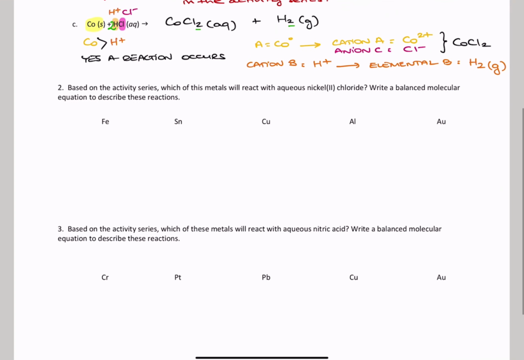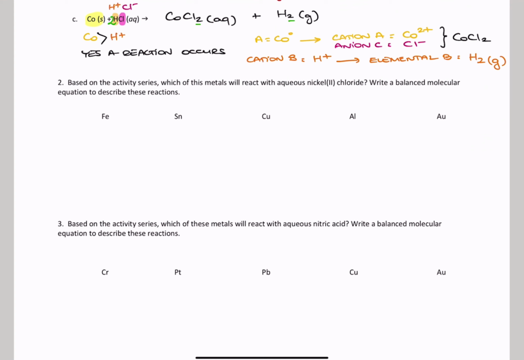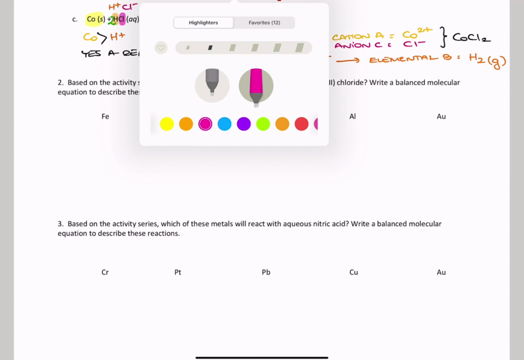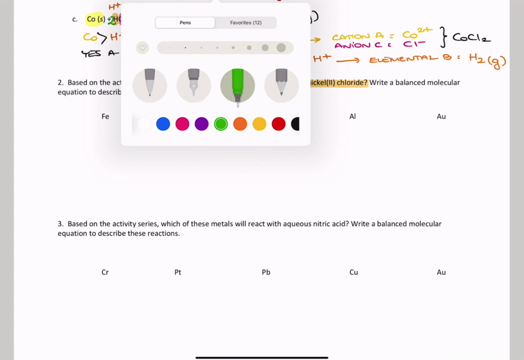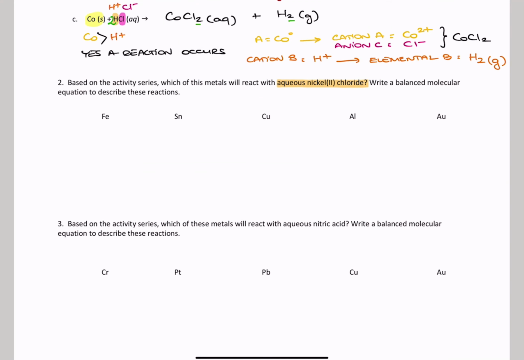Question 2. Based on the activity series, which of these metals will react with aqueous nickel 2 chloride? So first of all, what is aqueous nickel 2 chloride? Aqueous nickel 2 chloride is the combination of nickel 2, Ni2+, and the chloride monoatomic ion. Therefore, nickel 2 chloride is NiCl2. Write a balanced molecular equation to describe these reactions.